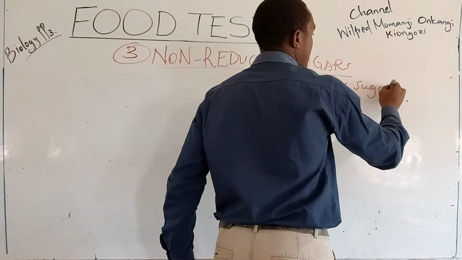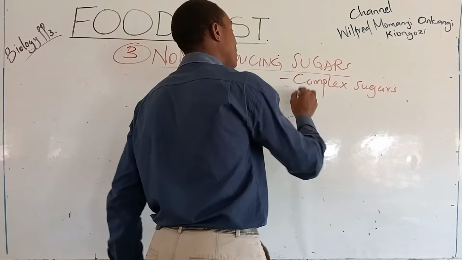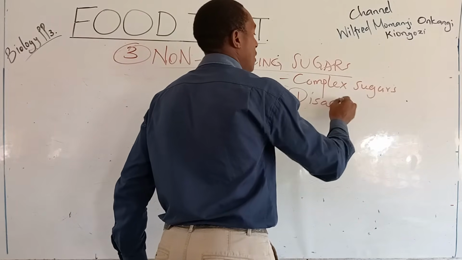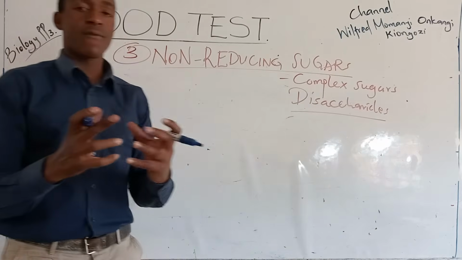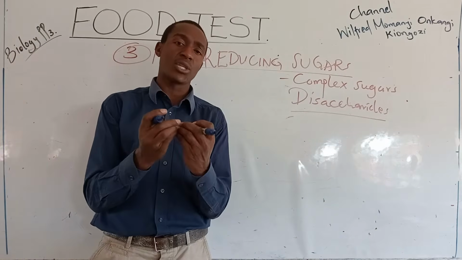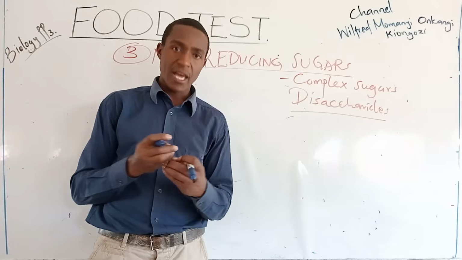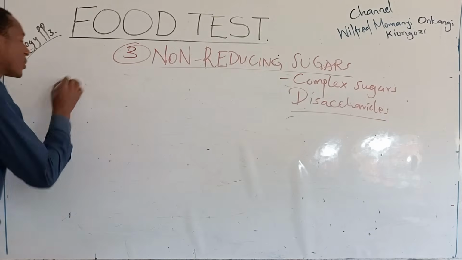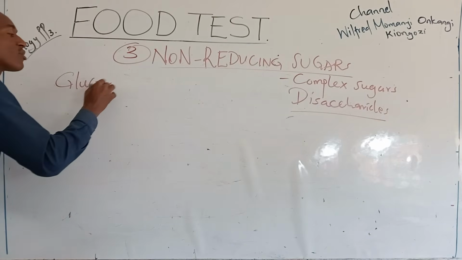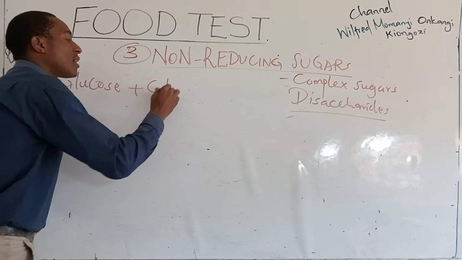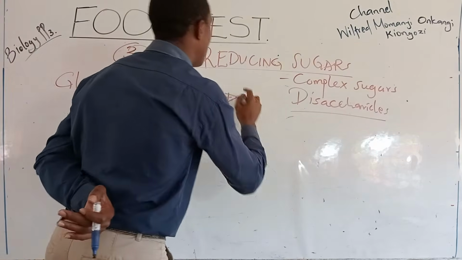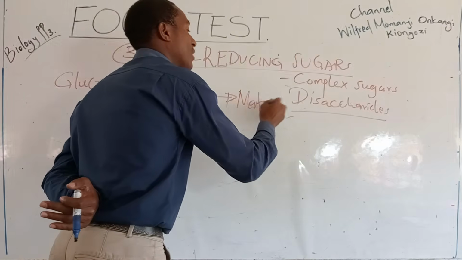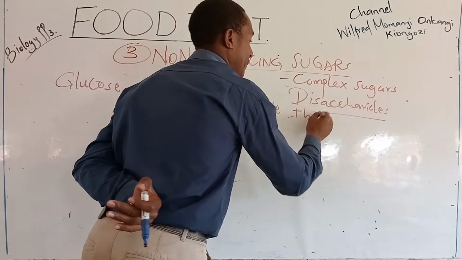That is why we call them disaccharides, because they are formed as a result of condensation of monosaccharides. If you bring 2 glucose molecules and condense them together, glucose plus glucose, you get maltose, plus water.